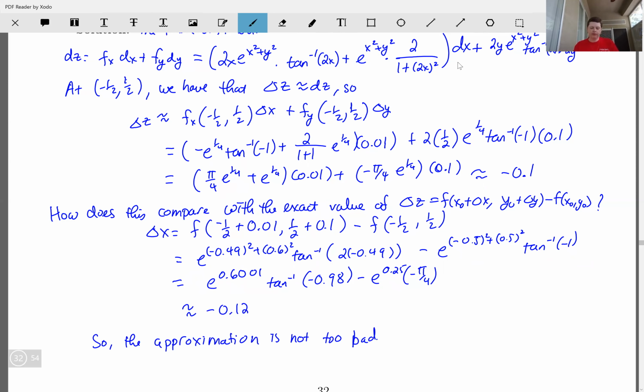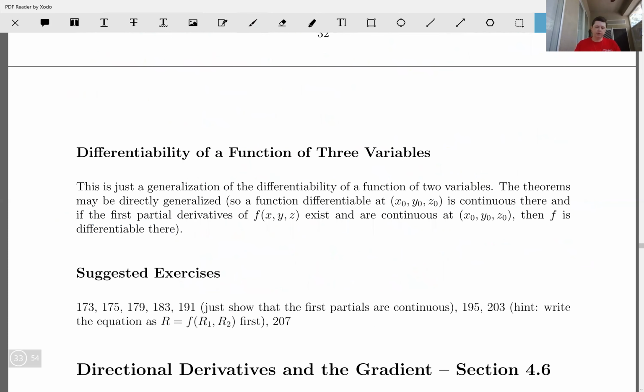All right, so we have some suggested exercises. Differentiability of a function of three variables, sorry. This is just a generalization of the differentiability of a function of two variables, so that you can directly generalize the theorems. If a function is differentiable at the point x0, y0, z0, it's continuous. And if all the first partial derivatives exist and the partials are continuous, f is differentiable. So everything generalizes. And I have some suggested exercises for you. Notice that I have a modification on problem 191 and a hint on problem 203. All right, so that's that for this. Next time we will be talking about directional derivatives.